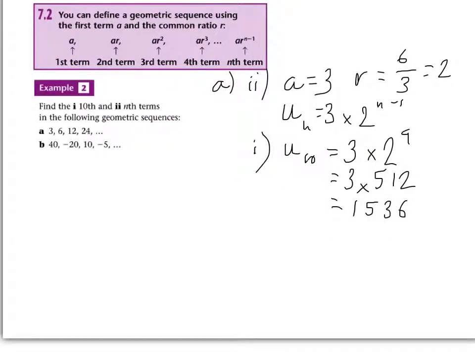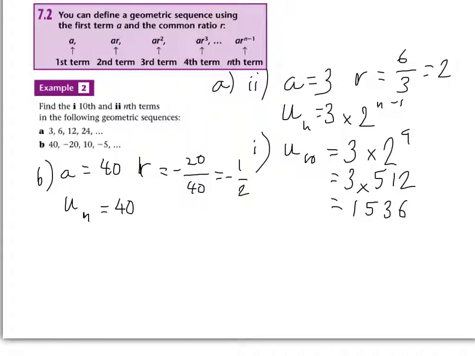Now, the second part here, if we go to part B, again we can spot straight away A is 40, the first term is 40. The R, the common ratio, well that's negative 20 over 40. That is one term divided by the previous, which in this case will just give us negative a half. Now that means our nth term, un, is defined as the first term, 40, multiplied by, now in this case, because it's a negative number, we must remember to put it in brackets. That way when we calculate it, we shouldn't make a mistake. So it's defined as 40 times negative a half to the n minus 1.